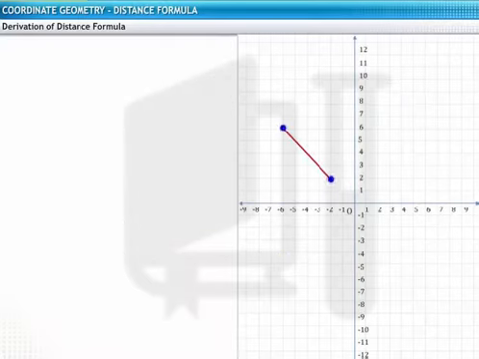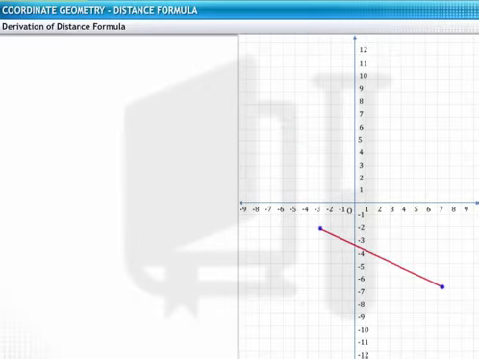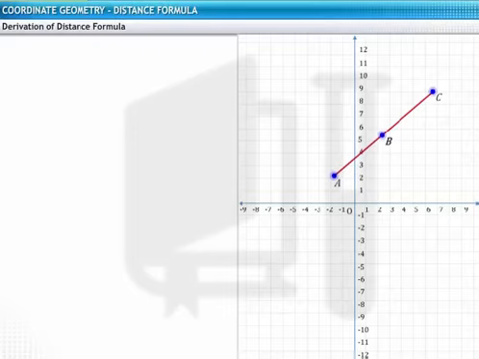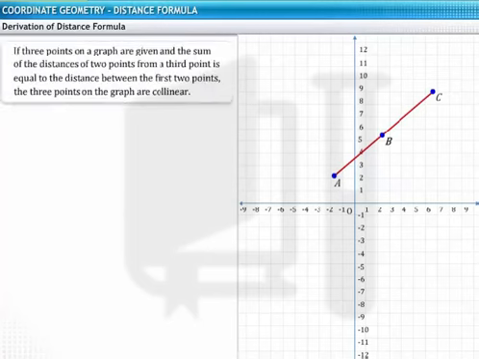So far, you have been calculating distances between two points. However, there may be cases where we have three collinear points on a graph. According to a corollary of the distance formula, where 3 points on a graph are given, and the sum of the distances of 2 points from a third point is equal to the distance between the first 2 points, the 3 points on the graph are collinear.